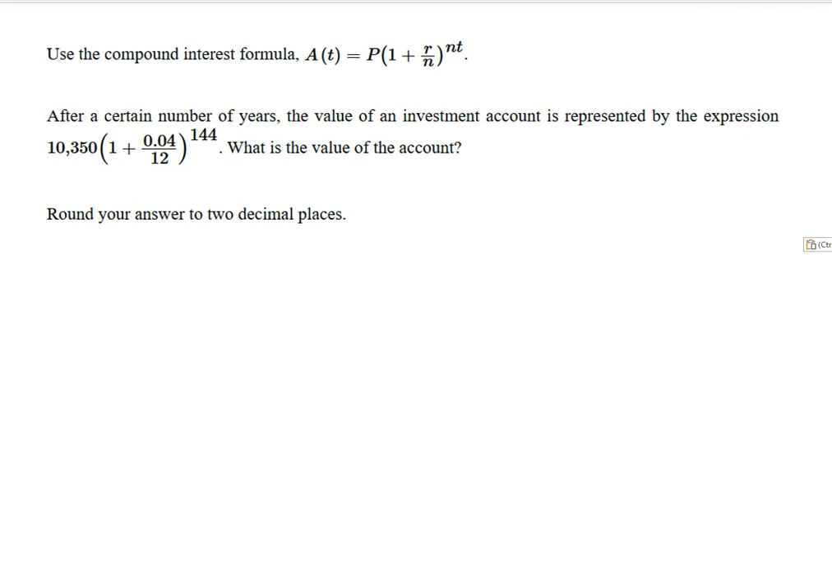Okay, so this problem, they have already plugged in all the numbers into that formula, because you've got this formula up here at the top, which is the future value formula for compound interest. And they've already plugged in, this is your P, this is your little r, this is your n, and this is n times the number of years t. So they've already put all those numbers in there for you.